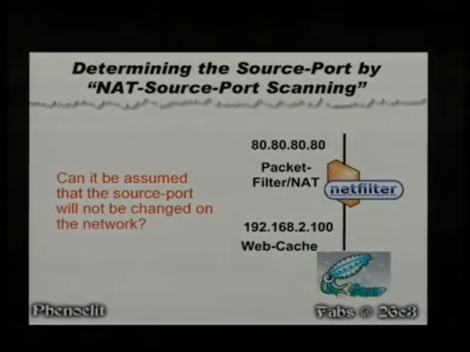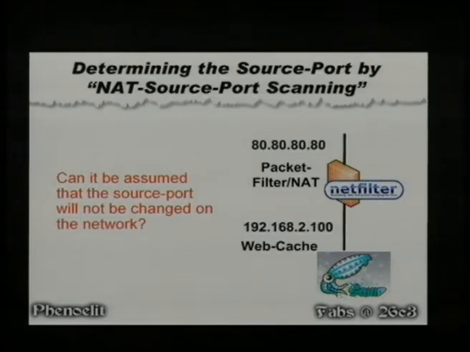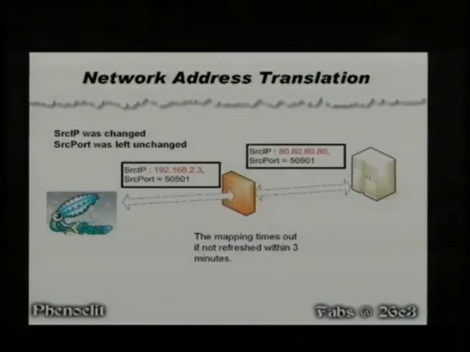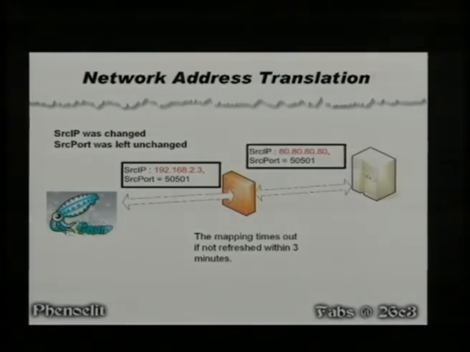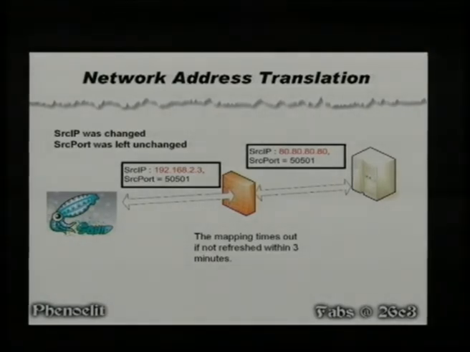Because you cannot assume that the source port will actually stay the same if your packet is transmitted over a network address translator. So here's what it normally looks like. Normally, you have your internal IP address, 192.168.2.3, and then it's mapped to an external IP address, 80.80.80.80. And the source port stays intact. There's no reason to change it, simply.